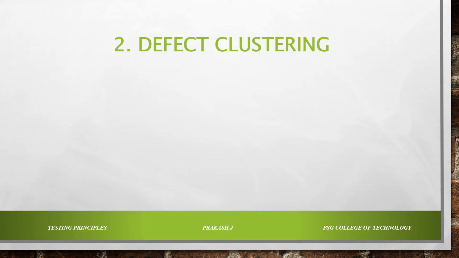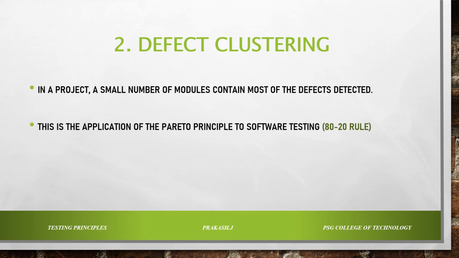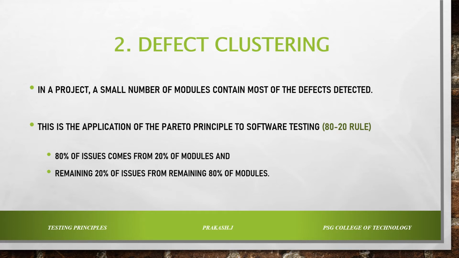The next principle is defect cluster. When you test software, you can see that a very small number of modules have a major share of the defects. That is what you call a defect cluster. An example of defect clustering is the Pareto principle, which is the 80-20 rule. 80% of the issues or defects come from 20% of the modules, and the remaining 20% of the issues are because of 80% of the modules.